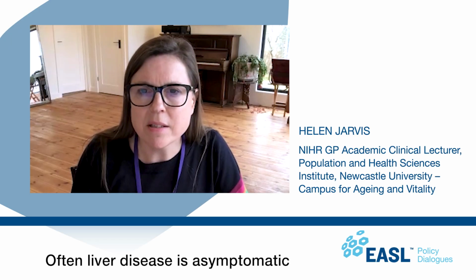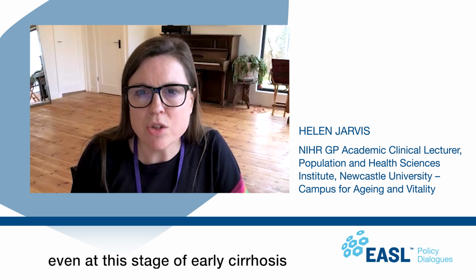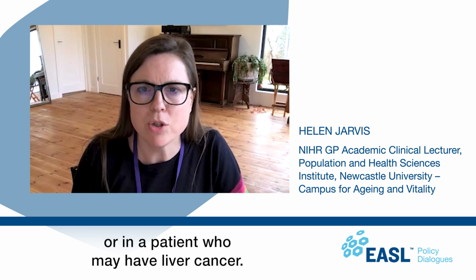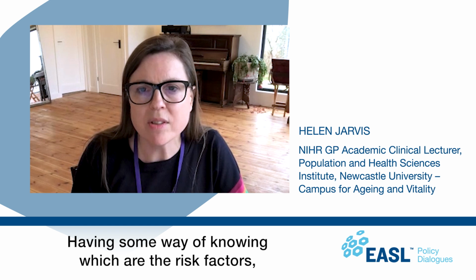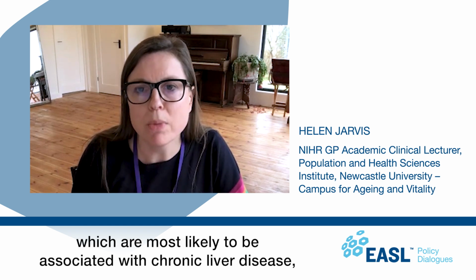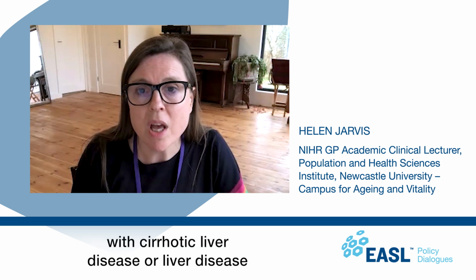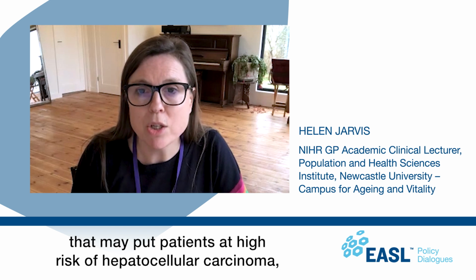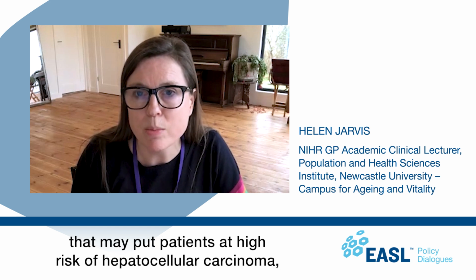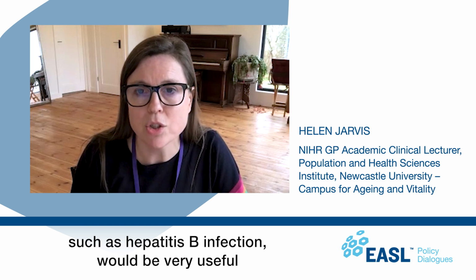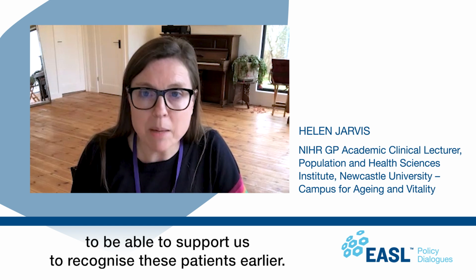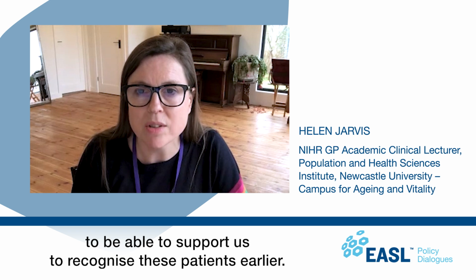Often liver disease is asymptomatic, even at the stage of early cirrhosis or in a patient who may have liver cancer. Having some way of knowing which are the risk factors which are most likely to be associated with chronic liver disease, and particularly which risk factors are most likely to be associated with cirrhotic liver disease or liver disease that may put patients at high risk of hepatocellular carcinoma, such as hepatitis B infection, would be very useful to be able to support us to recognize these patients earlier.